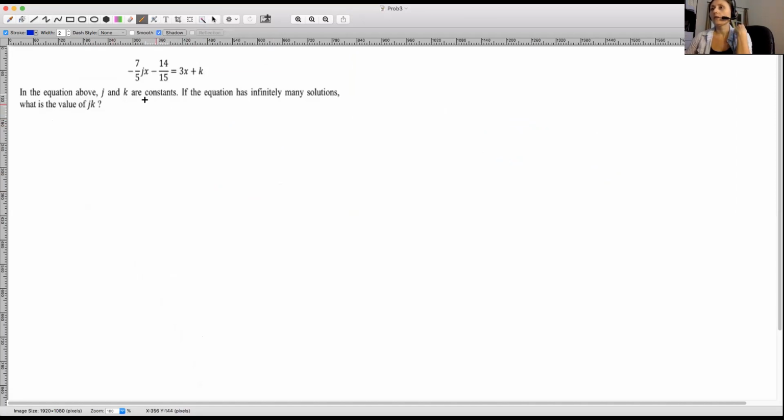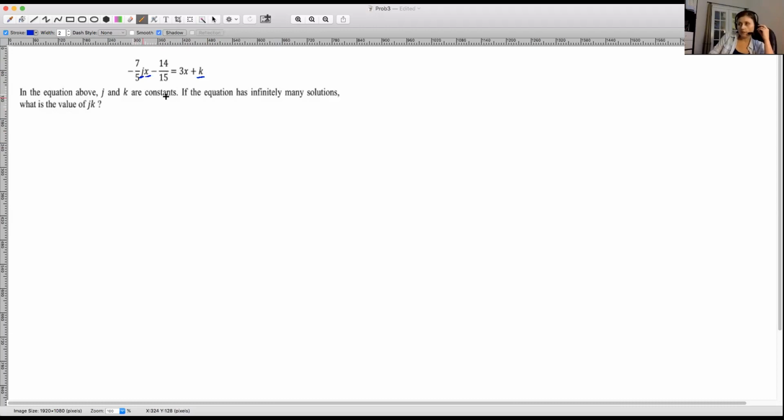So in the equation above, j and k are constants. If the equation has infinitely many solutions, what is the value of j times k? Okay, so they're giving us one equation, but if you can see, we've got three unknowns in this equation. We've got j as unknown, x as unknown, and k as unknown.